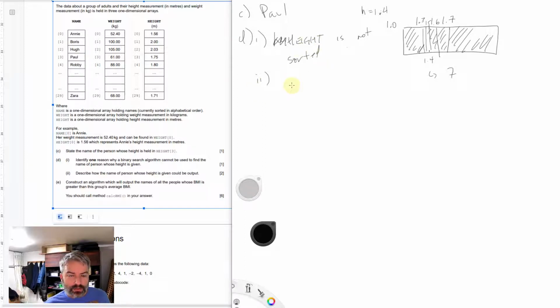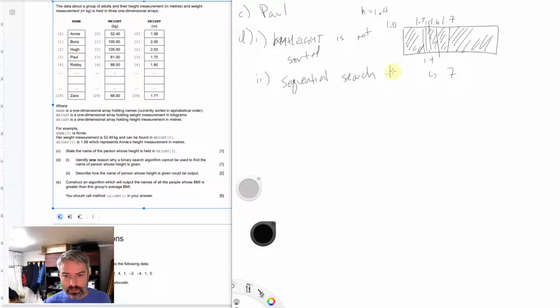So since the data isn't sorted, the best thing we could do is a sequential search, which basically means we're going to start at index 0 and work our way through from 0 to 29, trying to see, is this the height? Is this the height? And then if we find one where the height matches up, then we're going to find the name connected to that.